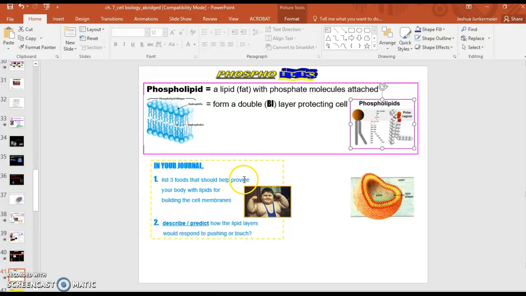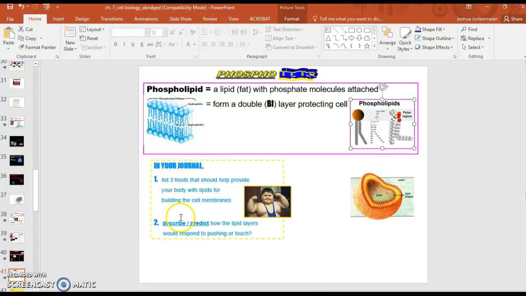It says, list 3 foods that should help provide your body with plenty of lipids for building those cell membranes. So really, what's some greasy food? What's your favorite fatty, greasy, delicious foods? Name 3 of them that you think contain lots of oil, fats, butter. Making me hungry just thinking about it. Make a list of 3 things you think would give your body plenty of lipids so that you can create those coatings of these phospholipids around your cells that protect the cells. Again, phospholipids are the membrane coating of the cell. So the cell membrane is made up of these phospholipids.